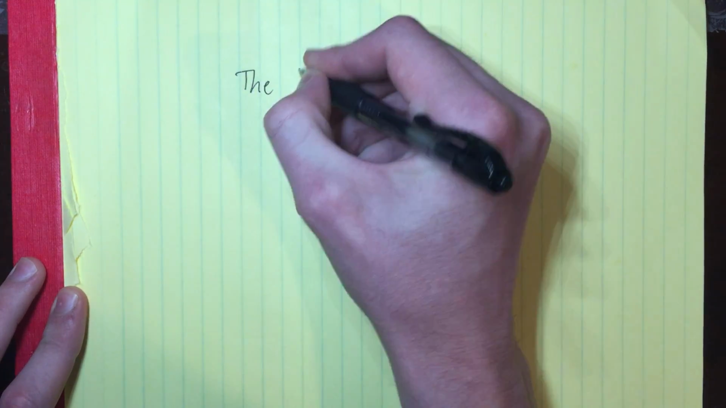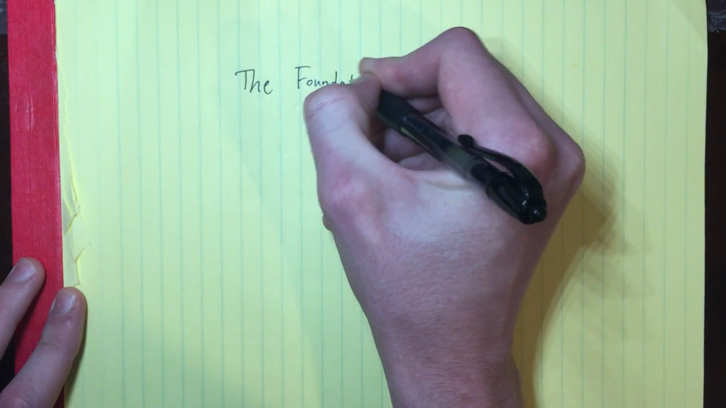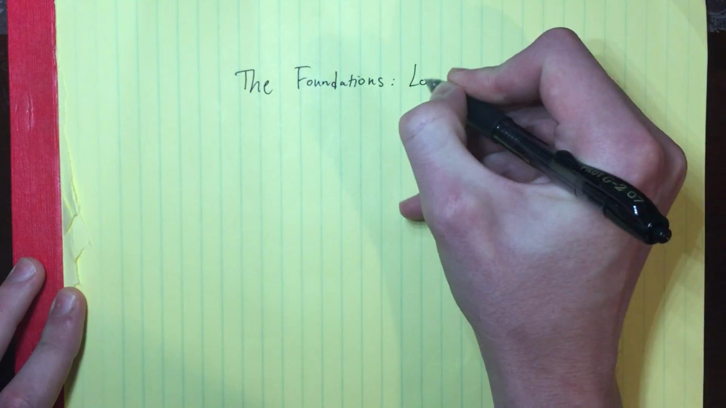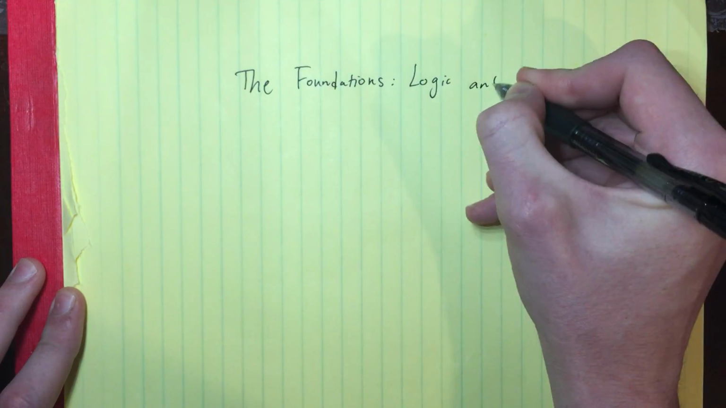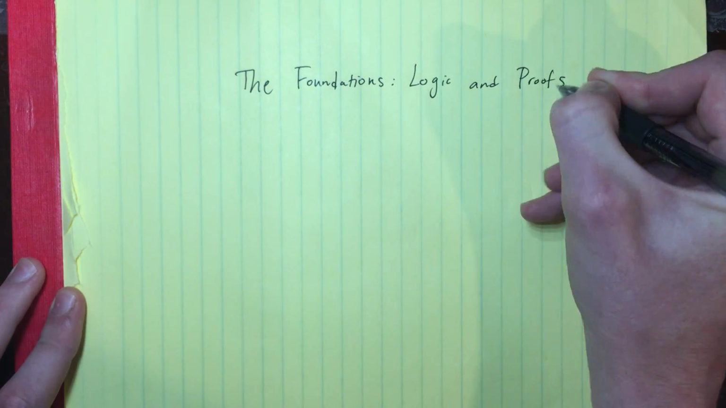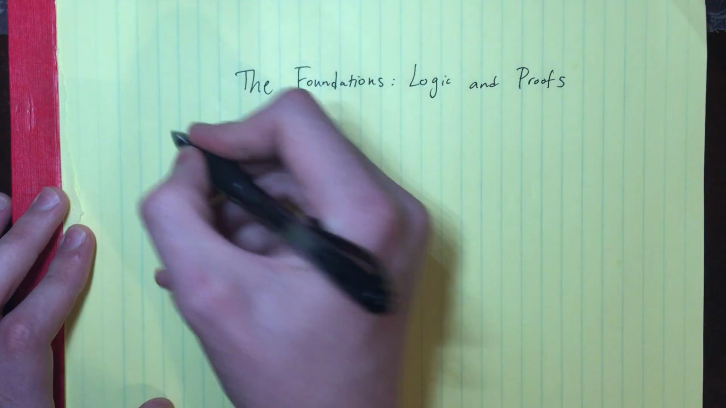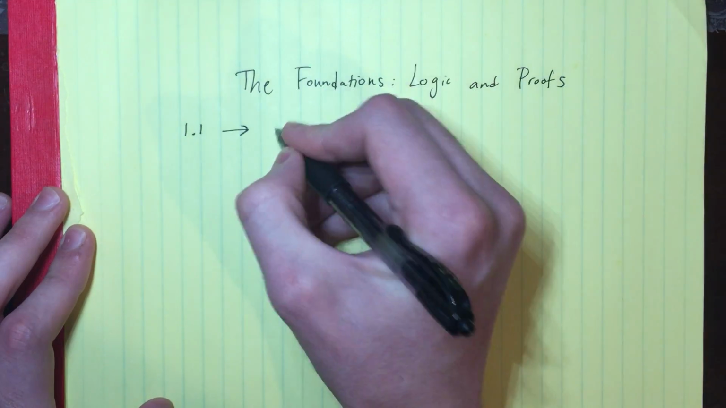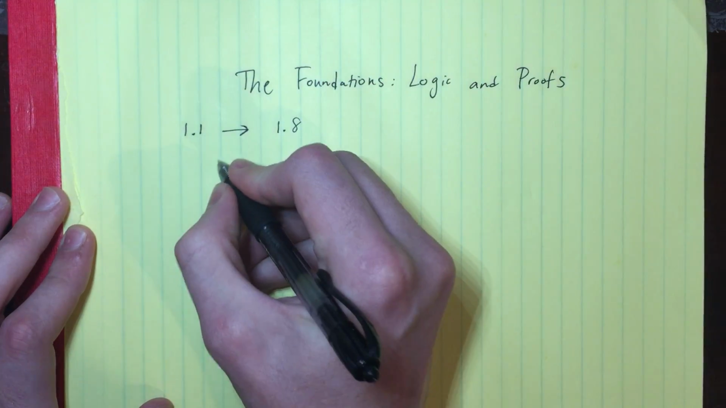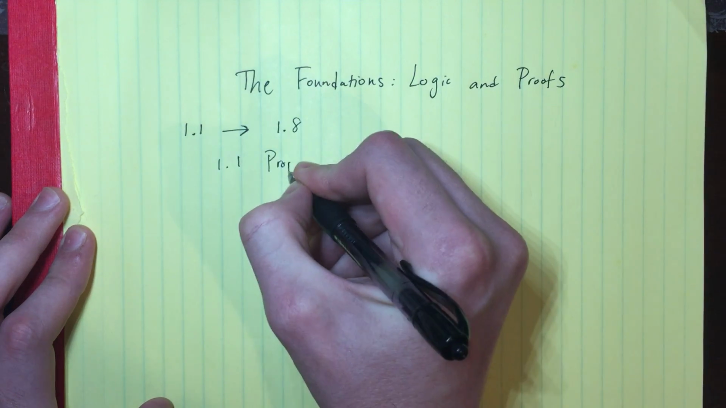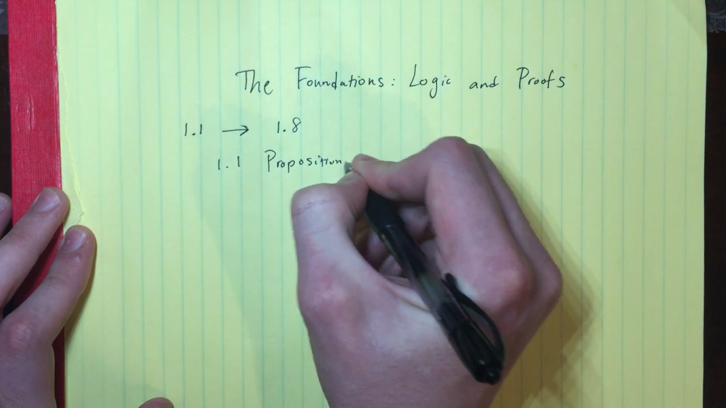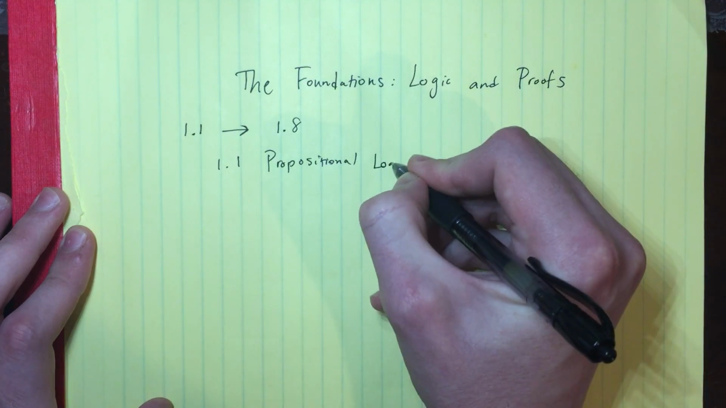This is the first video of the channel in Discrete Math. The first chapter is called the Foundations, Logic, and Proofs. In this chapter, there'll be, I believe, 8 videos, 1.1 through 1.8. 1.1 is Propositional Logic. Sorry for my handwriting.